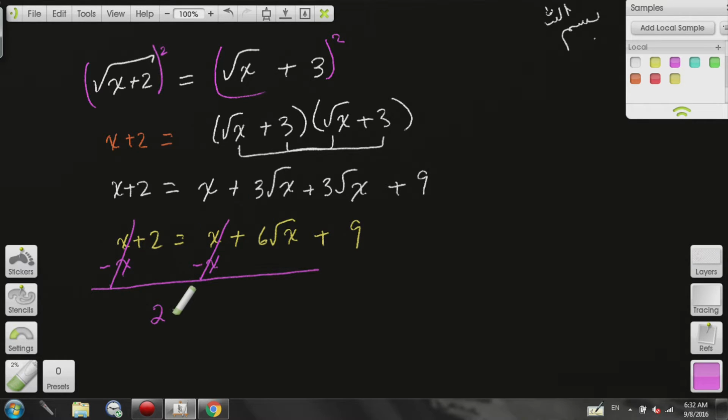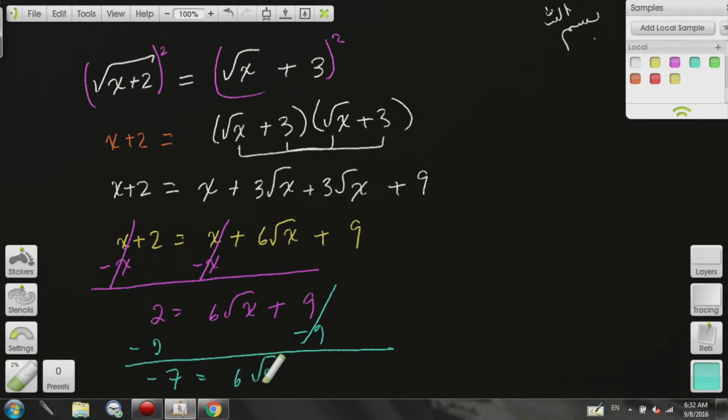I get 2 equals 6 square root of x plus 9. And then I subtract 9 from both sides. I get negative 7 equals 6 square root of x. And I divide both sides by 6. Okay. I get negative 7 over 6 equals square root of x.